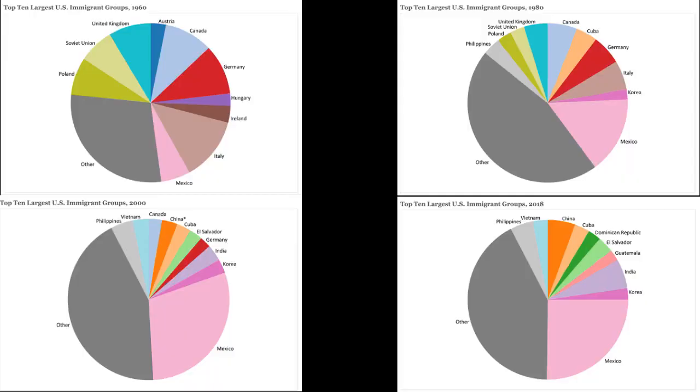In these graphs, you can also see four pie charts that show the top 10 largest US immigration groups in 1960, 1980, 2000, and in 2018. You can see how the major immigrant groups or sending countries have shifted over time, with Mexico always playing a major role, and growing substantially between the 1960s and the 2000s. The category of other groups has also stayed relatively large, which means that there are people coming from all over the world.